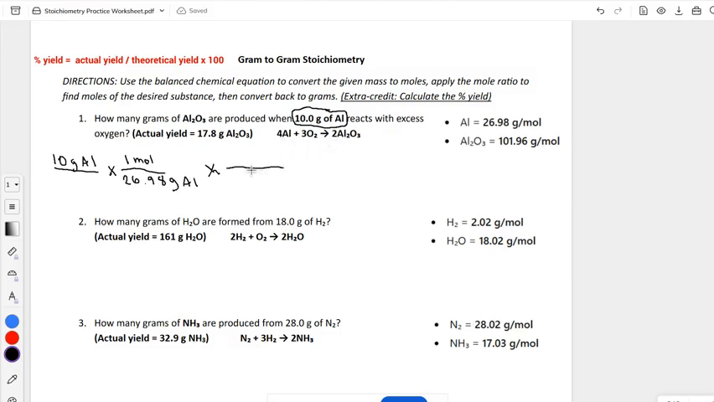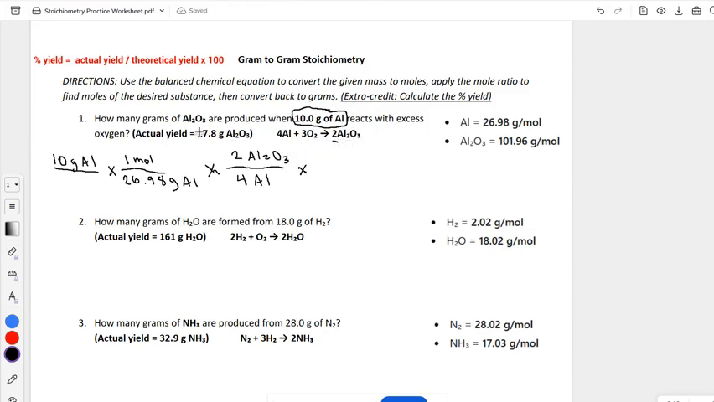Since we want to get rid of aluminum, it's going to go on the bottom. So 4 Al is going to go on the bottom. And what we want, this is what we're trying to figure out, aluminum oxide will go on the top, and its number is 2. So the ratio is 2 to 4, it's like one half. 2 moles of aluminum oxide are made from 4 moles of aluminum. So 2 moles of Al2O3. When we do that, that's going to give us the number of moles of aluminum oxide.